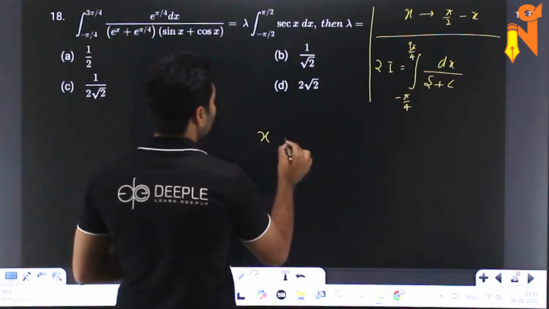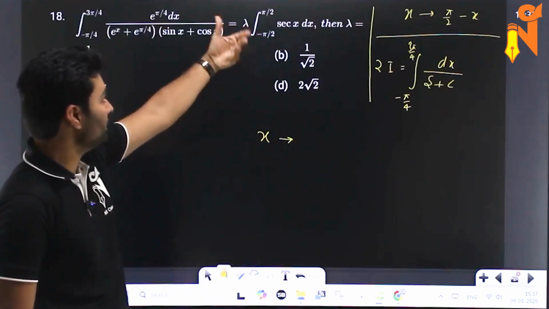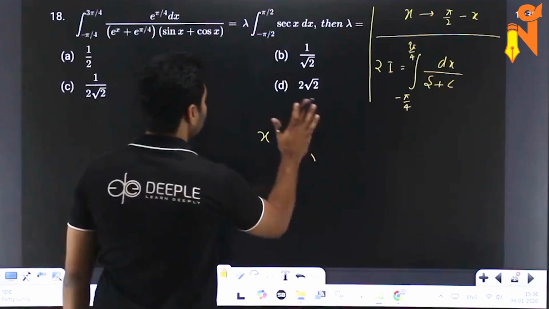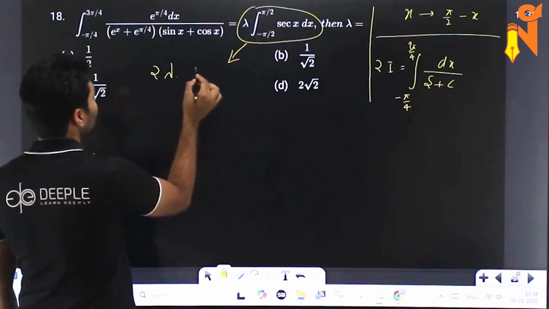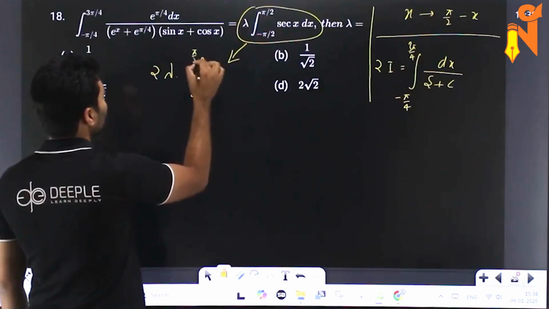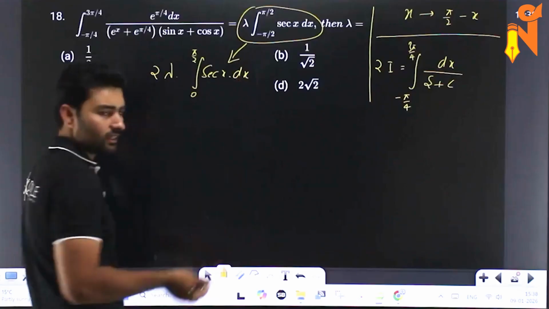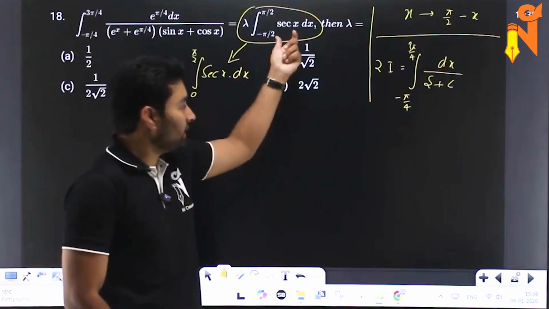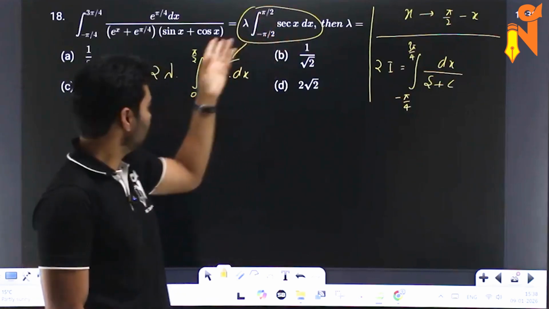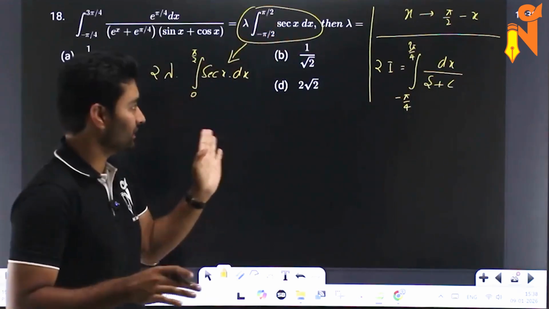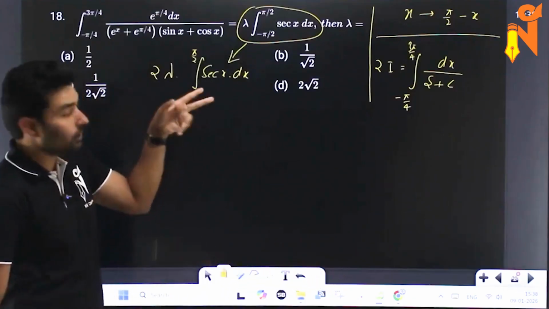Yeah, put x equal to, because in the RHS I want minus pi by 2 to pi by 2. First of all, let's change this expression. This is equal to 2 times lambda into integral 0 to pi by 2 of sec x dx. How can I do this? It's a property, because it's an even function. So for minus a to a, it is 2 times this. I hope this is clear. It's a very basic point. So in this property I need 0 to pi by 2.